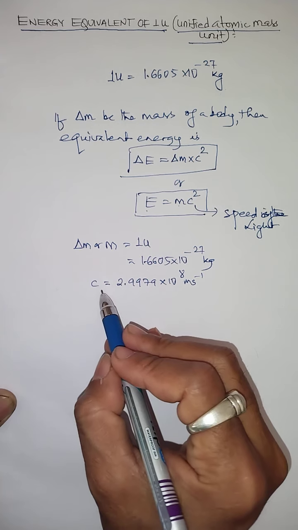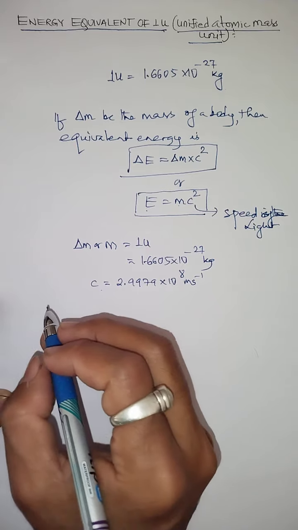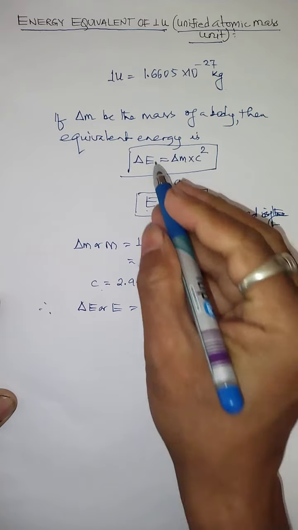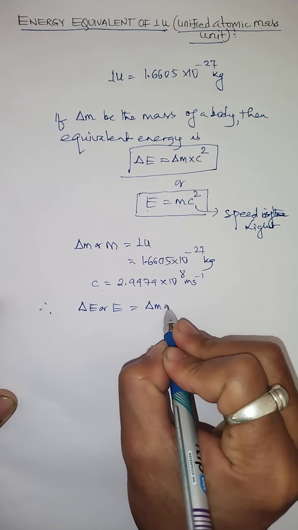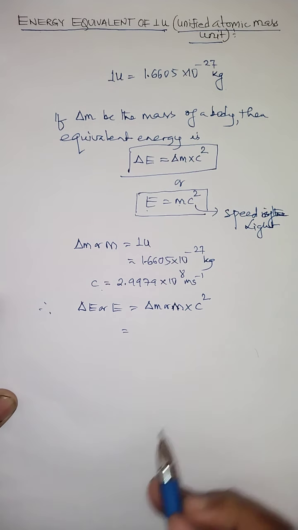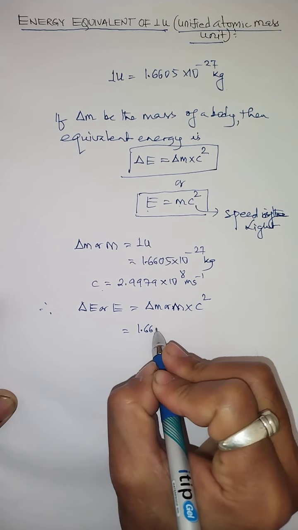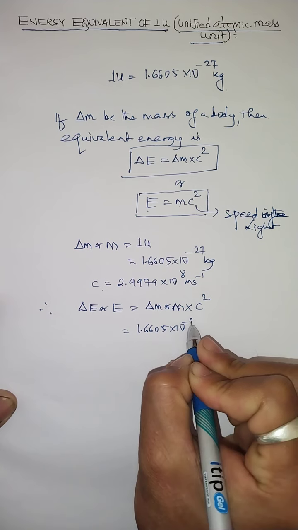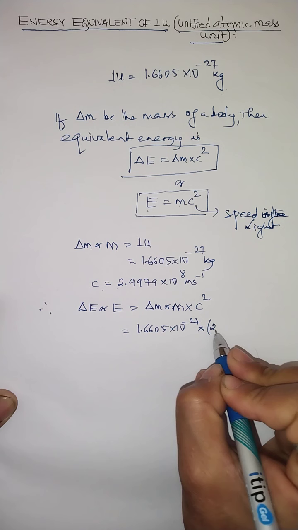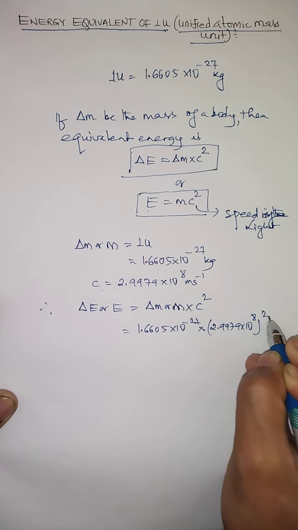Okay, so if this is the speed of light and this is the mass, then the energy can be calculated. So to calculate the energy, I write down delta E, or you can write E also, no problem. It's given by the formula delta M, or you can write M only, into C square. Now delta M or M is how much? 1.6605 into 10 to the power minus 27 into, now the speed, we put this value 2.9979 into 10 to the power 8 with whole square.